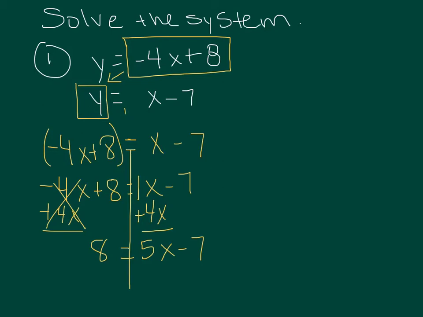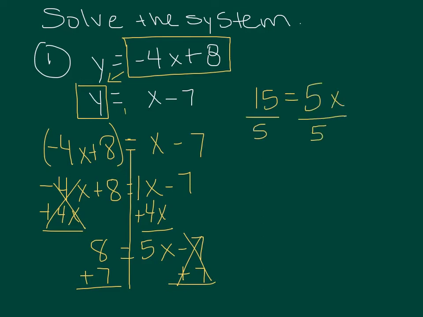Keep getting x by itself, so we have to add the 7, add the 7. Those 7's go away, so we have 15. Oop, I'm going to actually put that a little bit higher. So we have 15 equals the 5x. Keep solving. Divide by 5, divide by 5. So x equals 3. Okay, I have my x.